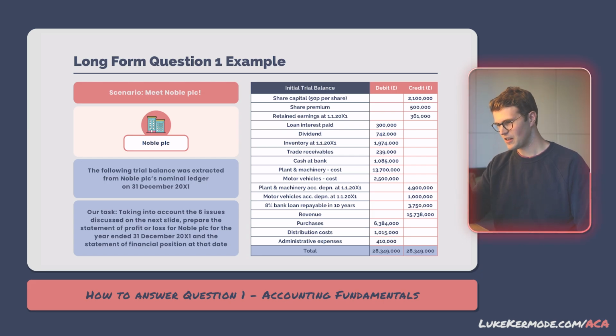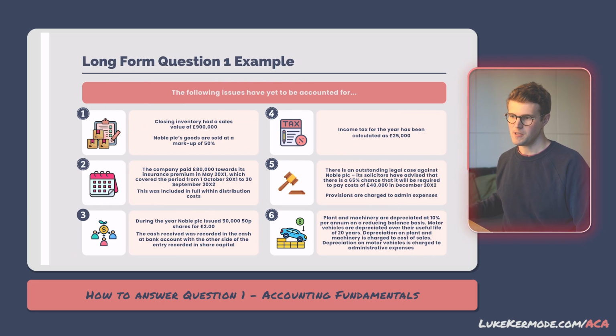On the right-hand side of this slide, you can see that we've been provided with Noble PLC's initial trial balance as at 31st of December 20x1. Alongside this trial balance, we're presented with 6 additional issues which are outlined on the next slide that need to be factored in to the final set of financial statements. Your task is going to be to prepare a complete set of financial statements for the year ended 31st of December 20x1 using the trial balance and incorporating all relevant adjustments.